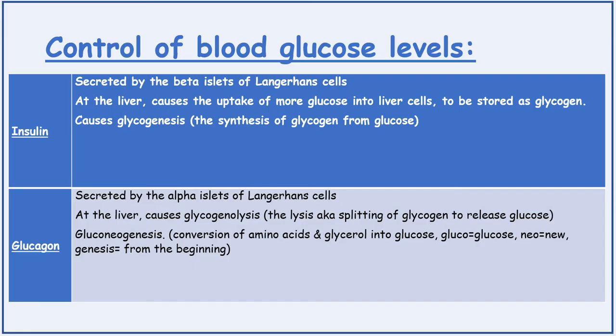Glucagon is secreted by the alpha cells of the islets of Langerhans at the liver, and it causes glycogenolysis, which is lysis of glycogen into glucose. So the lysis or splitting of glycogen to release glucose. Or it can do gluconeogenesis, which is conversion of amino acids and glycerol into glucose. So gluco means glucose, neo means new, genesis means from the beginning or synthesizing. So it's making new glucose from things like glycerol and amino acids.